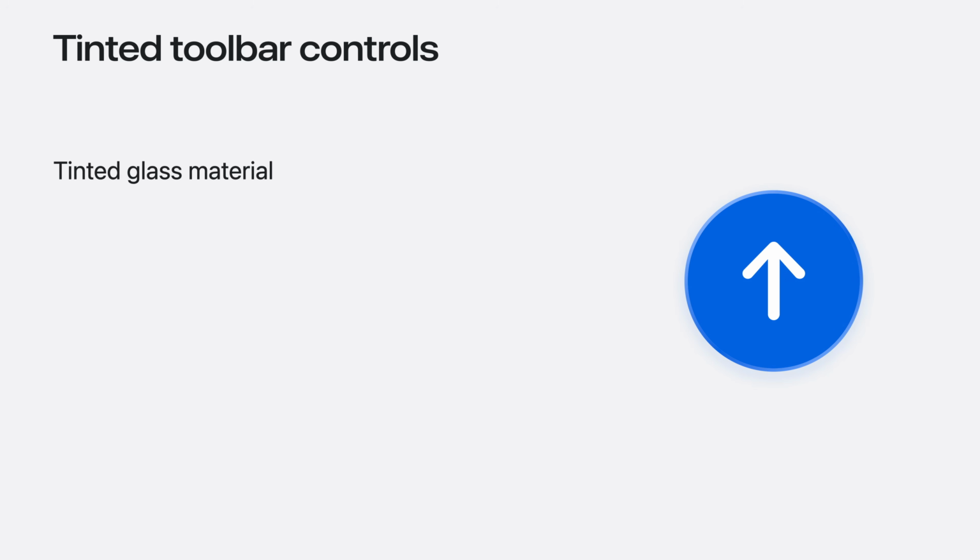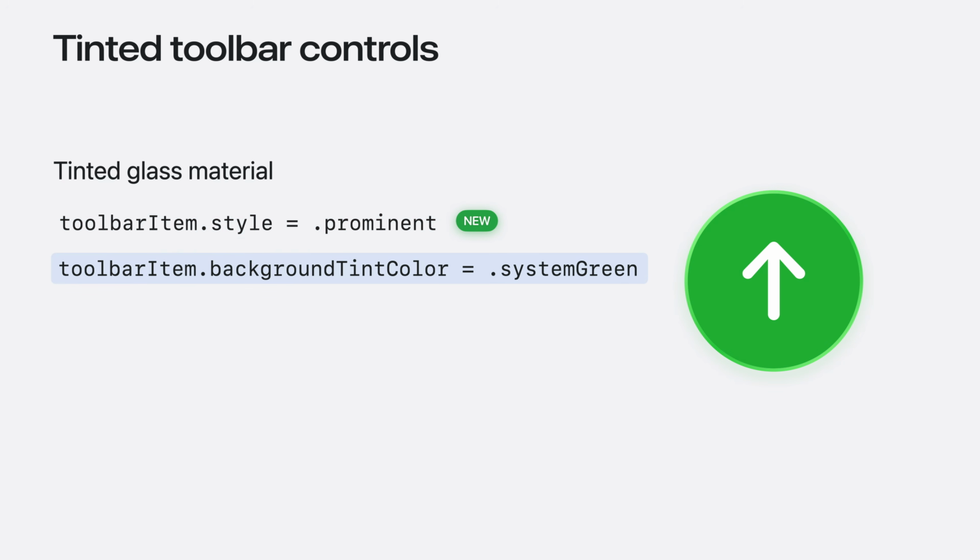For the rest of your toolbar items, the glass material has one other neat feature: tinting. Use the new style property on NSToolbarItem to specify a prominent style. The prominent style tints the glass using the accent color, which is perfect for displaying state or emphasizing an important action. To further customize the appearance of a prominent toolbar item, use the backgroundTintColor property to choose a specific color for the glass.